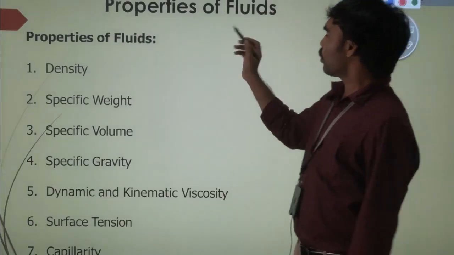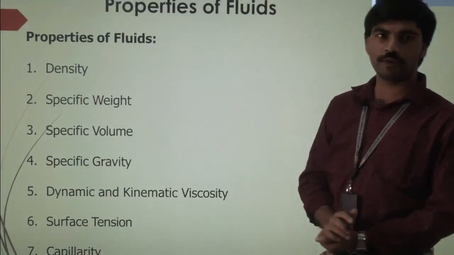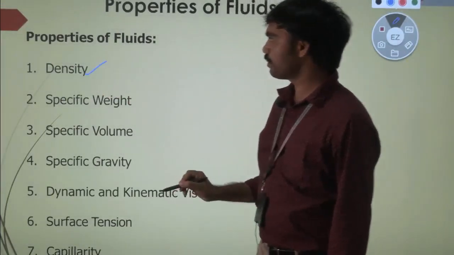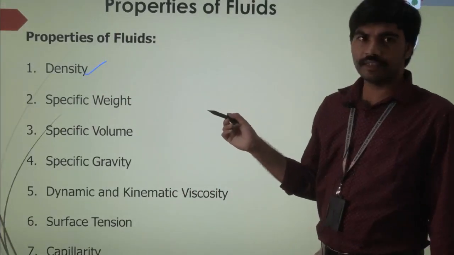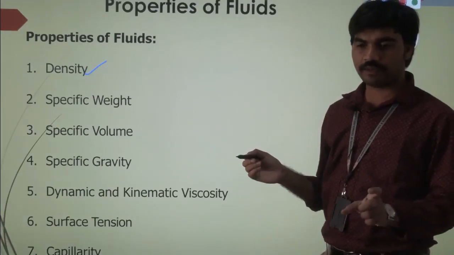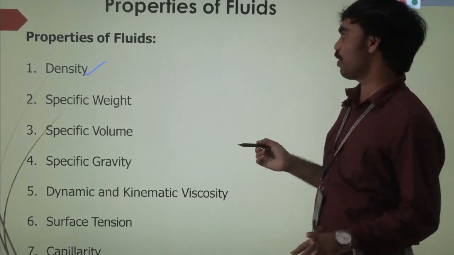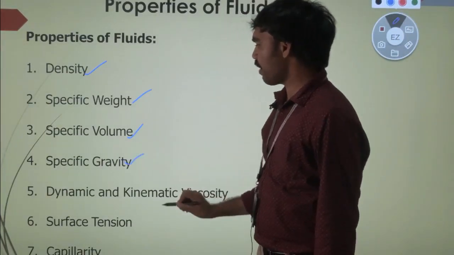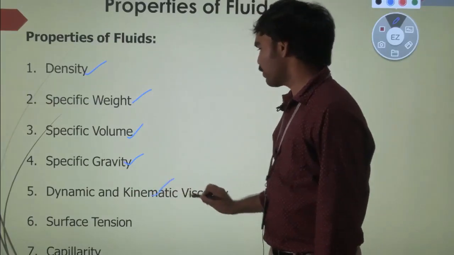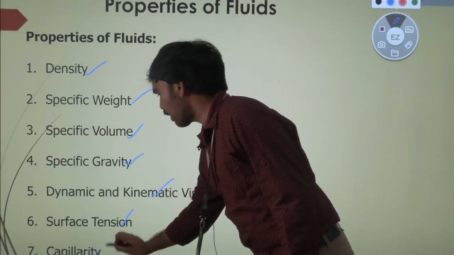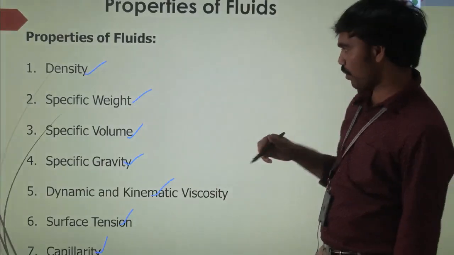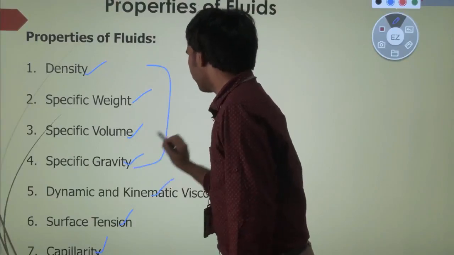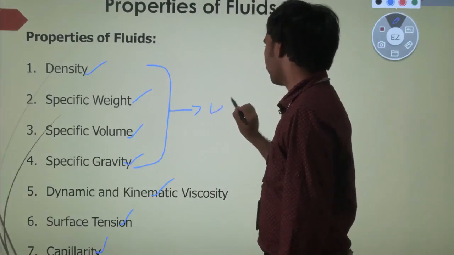Properties of the fluids. Some of the fluid properties we are going to deal with in the coming lectures are density, which is nothing but the mass occupied by the fluid per unit volume, and specific weight, specific volume, specific gravity, dynamic and kinematic viscosity, surface tension, and capillarity. These are the seven properties we are going to deal with in the coming lectures. The first four properties I am going to cover in the first lecture, lecture 1.